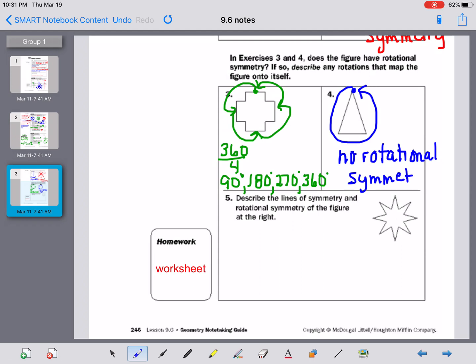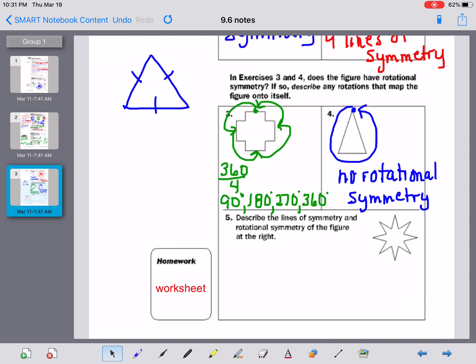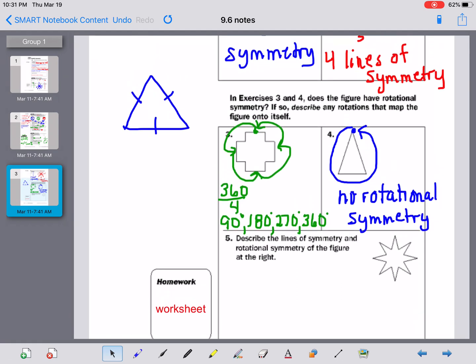So that's on an isosceles triangle. Before we do number 5, I want to go to the margin. I'm going to draw a different triangle here. Again, I'll try my best to draw this. If I draw this equilateral triangle, does the equilateral triangle have rotational symmetry? We just looked at an isosceles triangle. It had no rotational symmetry. But if I change it to an equilateral, will I have any rotational symmetry?